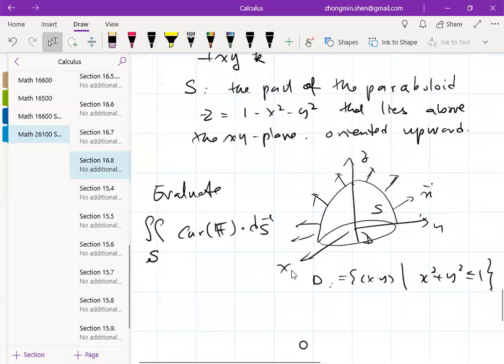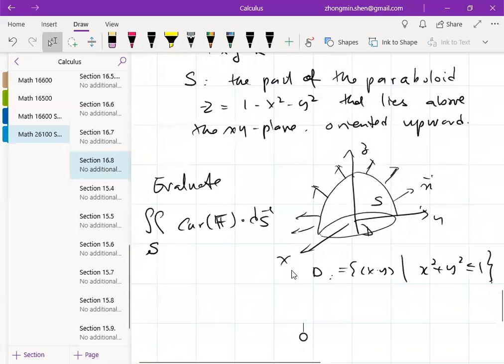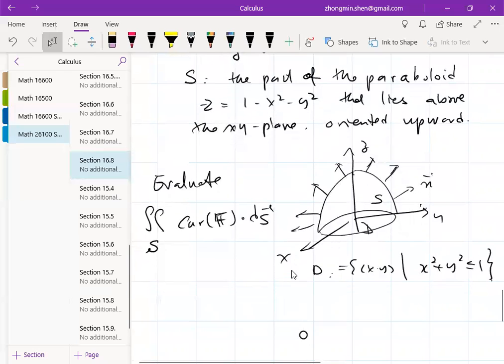Now here we have a double integral. We want to evaluate this double integral, but we can change it to the line integral. It's like the fundamental theorem of calculus in the higher dimension case. According to Stokes' theorem, the boundary is C, oriented in that direction.